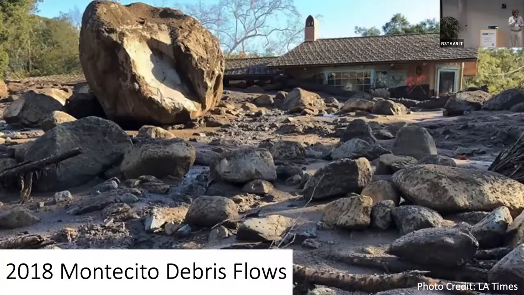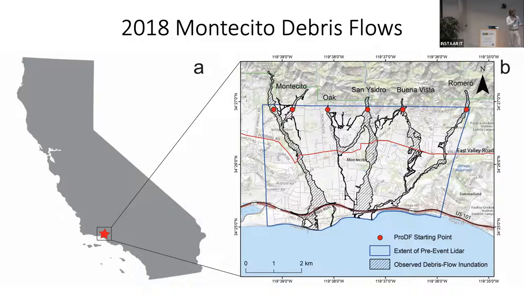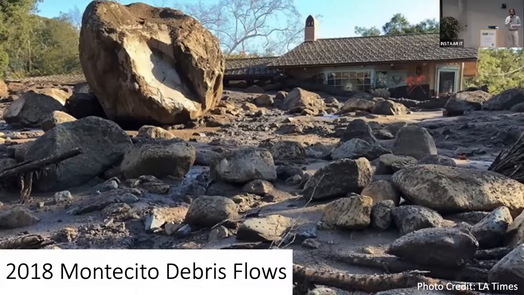Now these flows, particularly the five that I have outlined here, which we developed the model using, Montecito, Oak, San Ysidro, Buena Vista, and Romero Creeks, were particularly devastating for the community of Montecito. They killed 22 people, injured 108 more, and destroyed over 400 homes. Once again, underscoring the necessity for having a method in place that can be used to delineate the downstream hazard zones associated with post-wildfire debris flows.